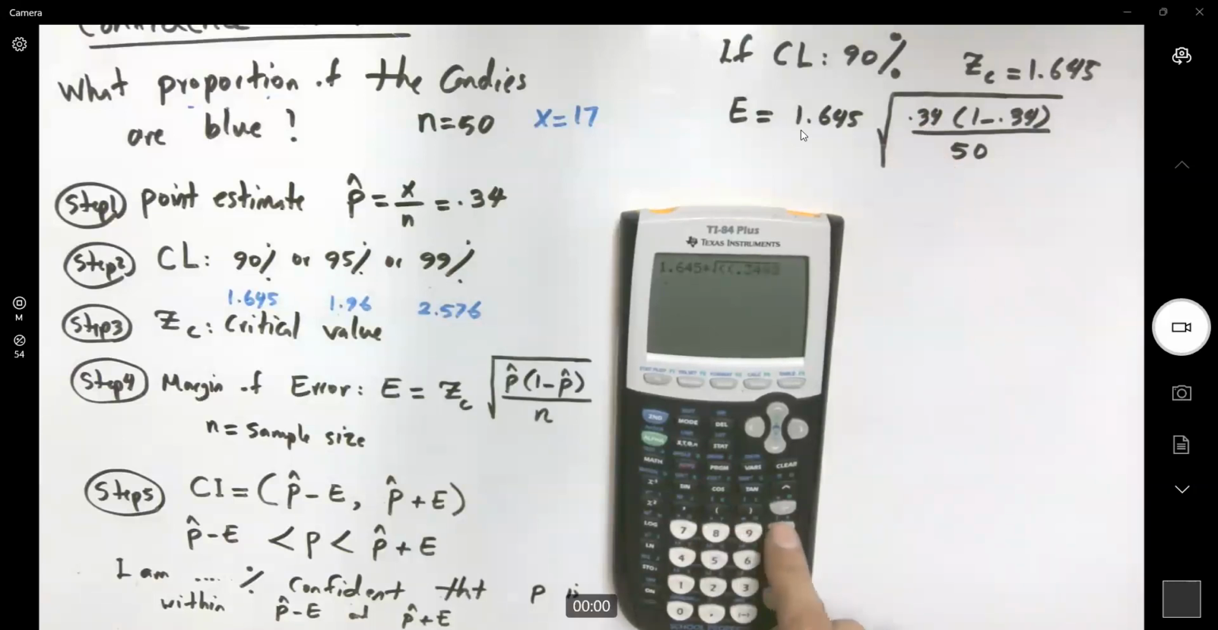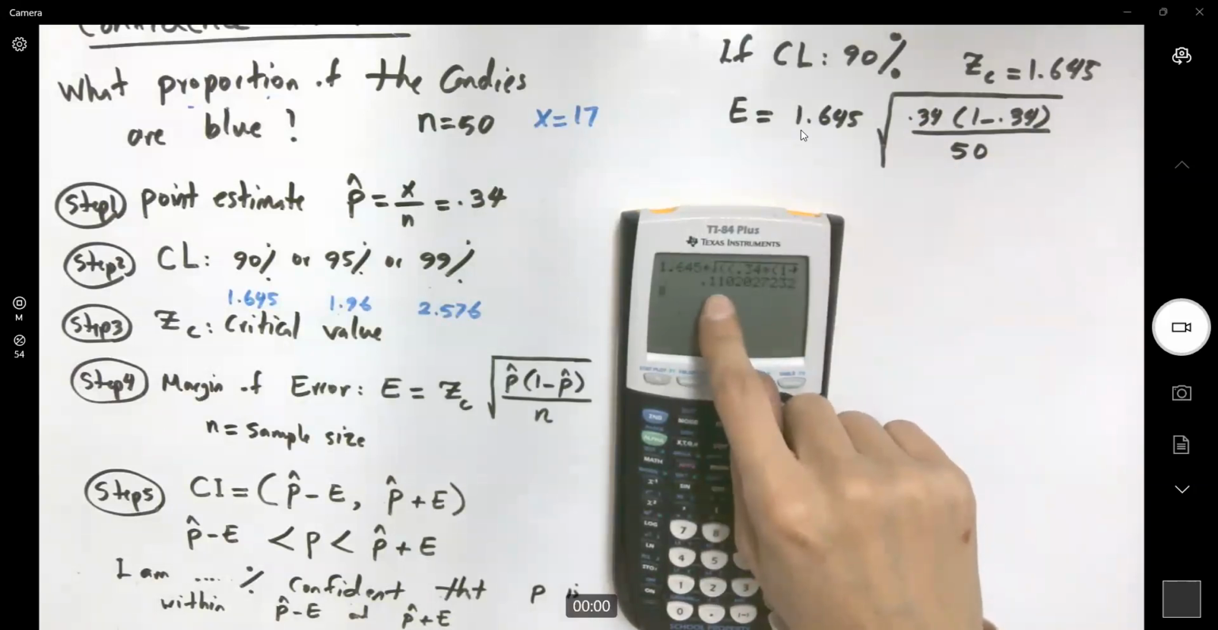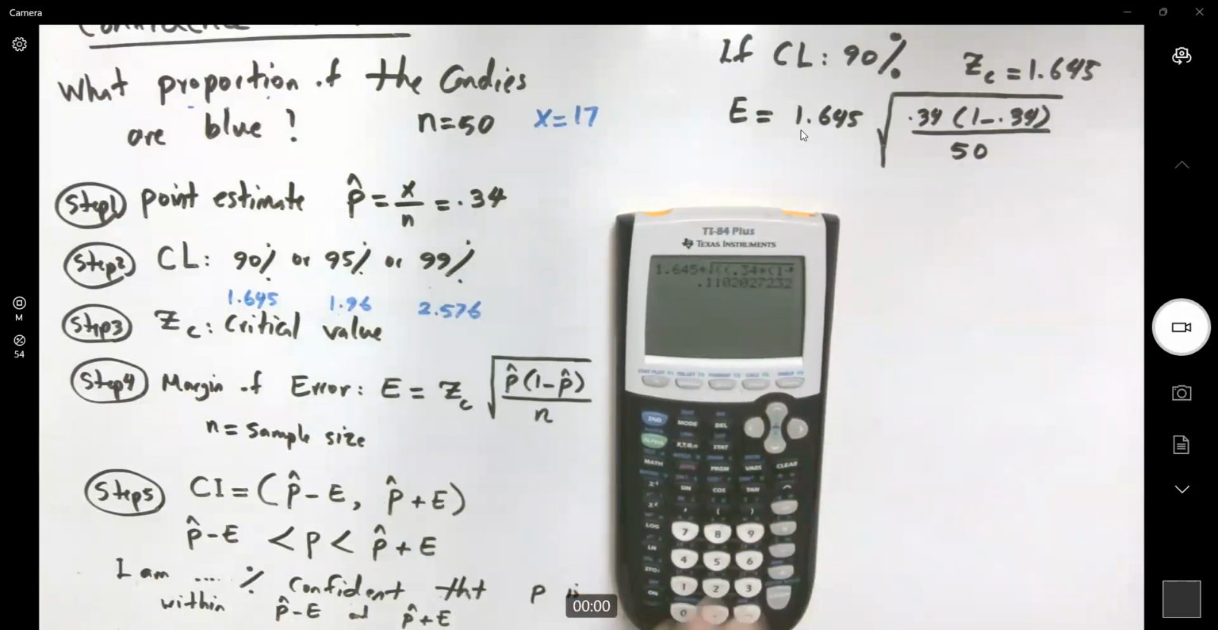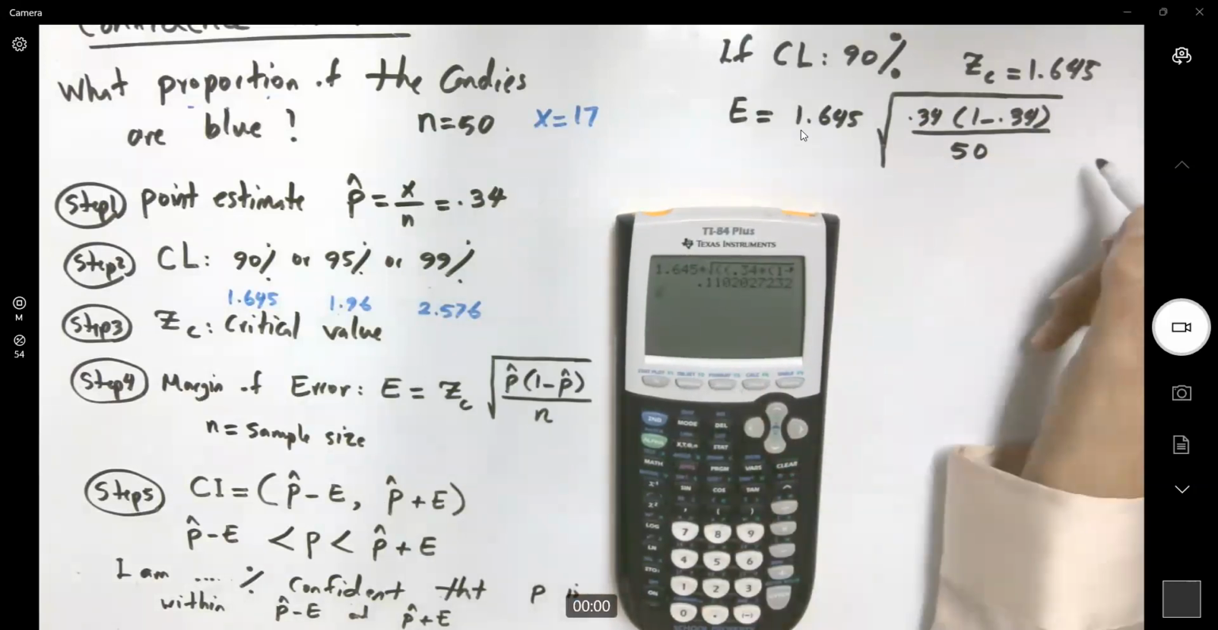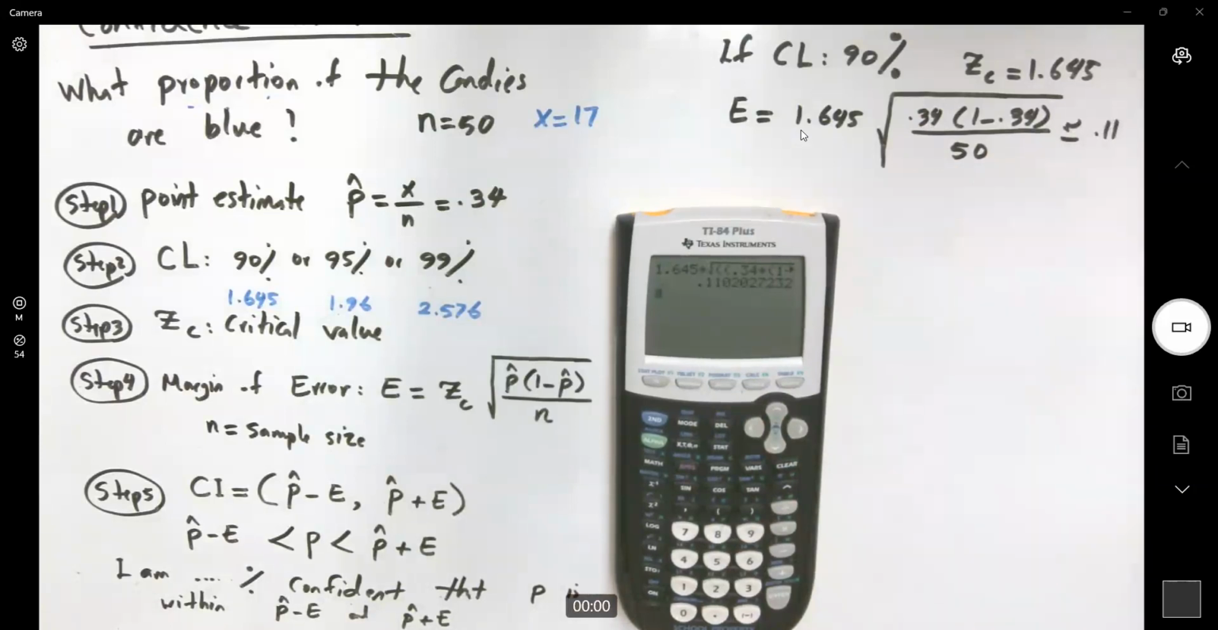Times parentheses, 1 minus 34%, close the parenthesis, and divide by 50. Close the final parenthesis. Do the calculation. You get almost 11%. So 0.11 is our margin of error. 0.11.